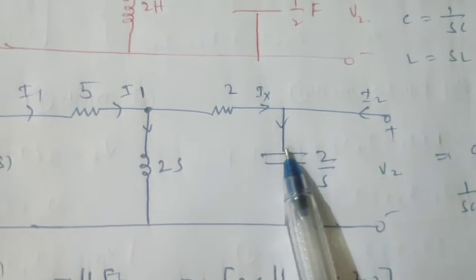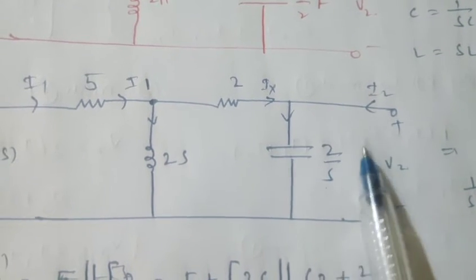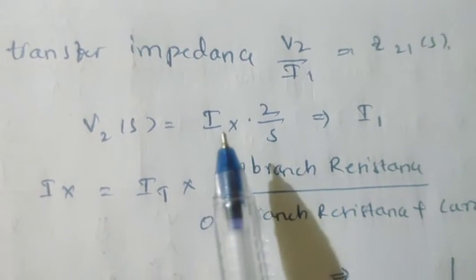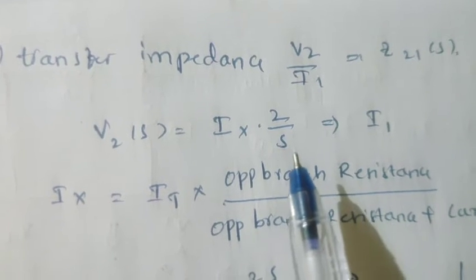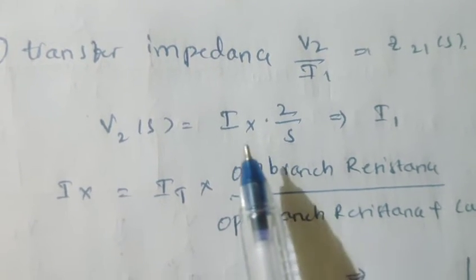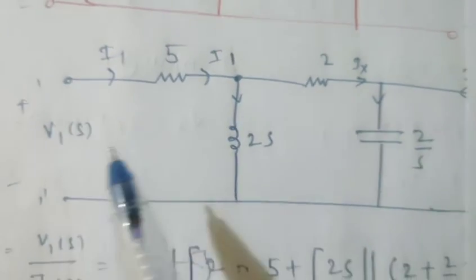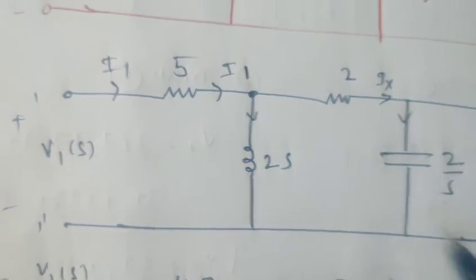So the voltage drop across this component, V2, is equal to this Ix current into 2 by S value. Therefore V2 of S is equal to that Ix current into 2 by S value. Now we have to find this intermediate current value. To find it, I am applying the current division rule.